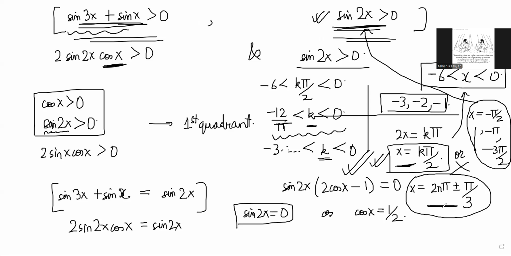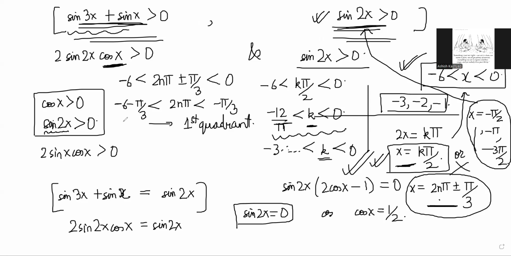Again, it will be better if we start with putting this as restriction because that is a strict condition. We will say minus 6 should be less than 2n pi plus minus pi by 3 is less than 0, right? So minus 6 minus pi by 3 is less than 2n pi is less than minus pi by 3. Or you could have done a plus pi by 3 and plus pi by 3 also, right? Do you understand in both the cases?